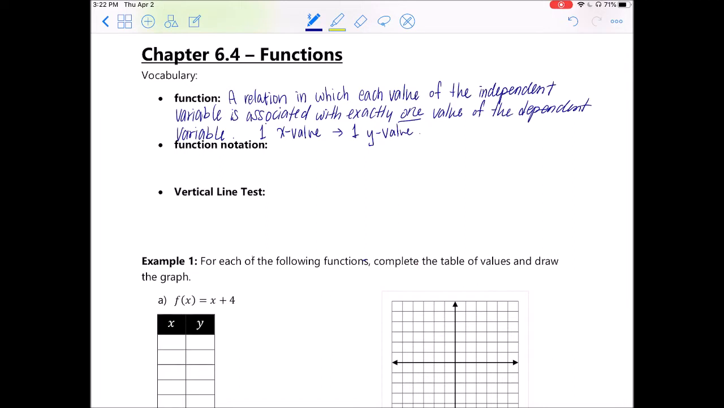Function notation, we write it this way: f with x in the brackets, and we read it as f of x. This is a function in terms of x.